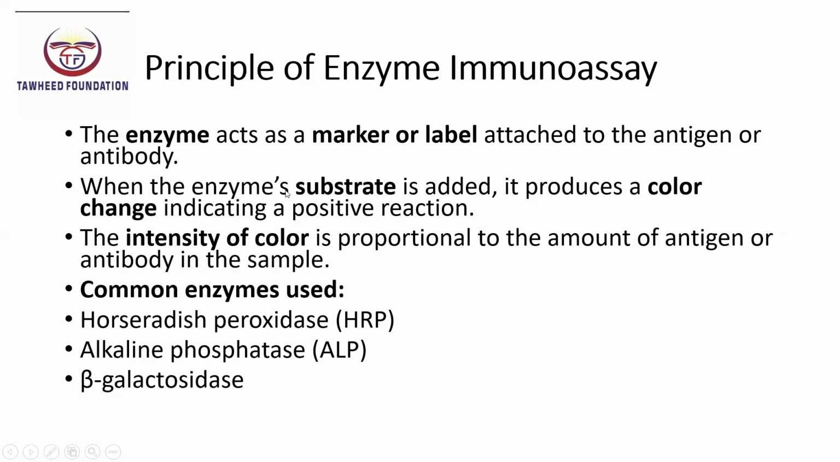So, the principle behind this EIA: here the enzyme acts as a marker or label which is attached to the antigen or antibody. When the enzyme substrate is added, it produces a color change which indicates a positive reaction. The intensity of color is directly proportional to the amount of antigen or antibody in the sample. Commonly used enzymes are horseradish peroxidase, alkaline phosphatase, and beta-galactosidase.